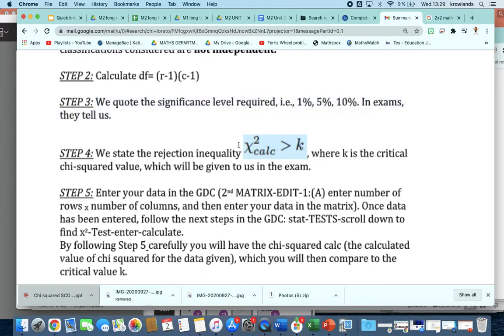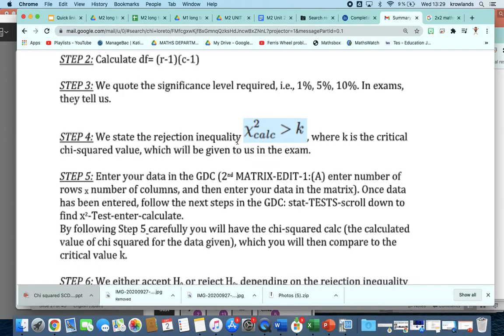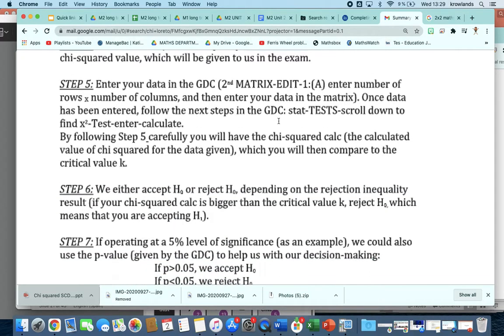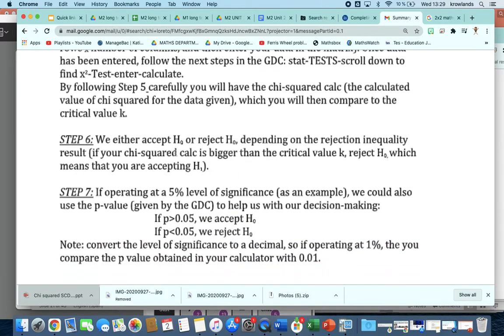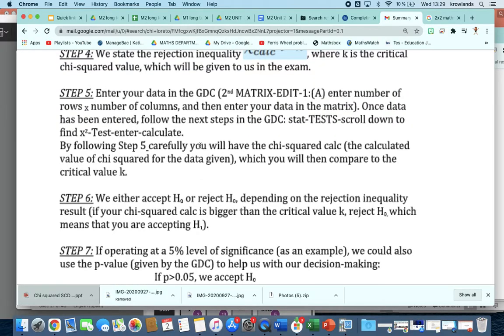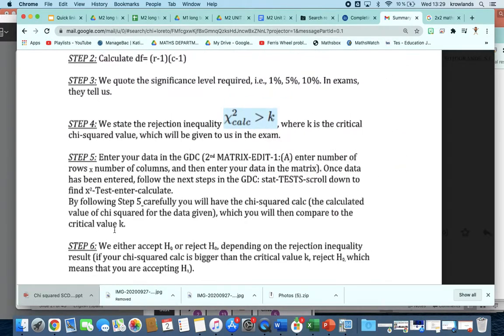So in our other question, we had the value 5.99. So what we need to do is compare the 5.99 with the 6.99. We then need to enter into your calculator in the matrix. We then either need to write we accept or reject H0. Step 7 will come on to next lesson.